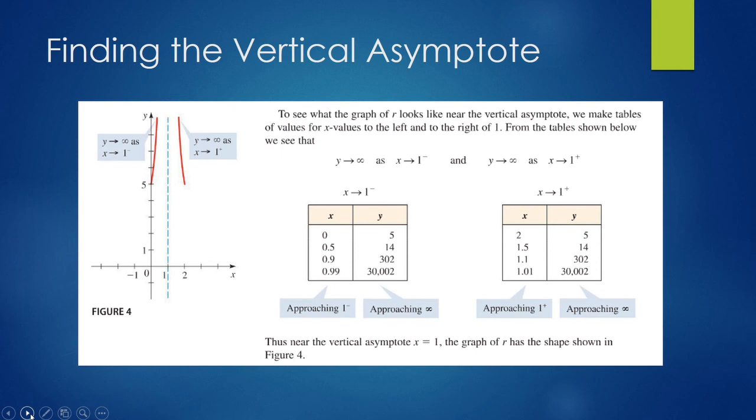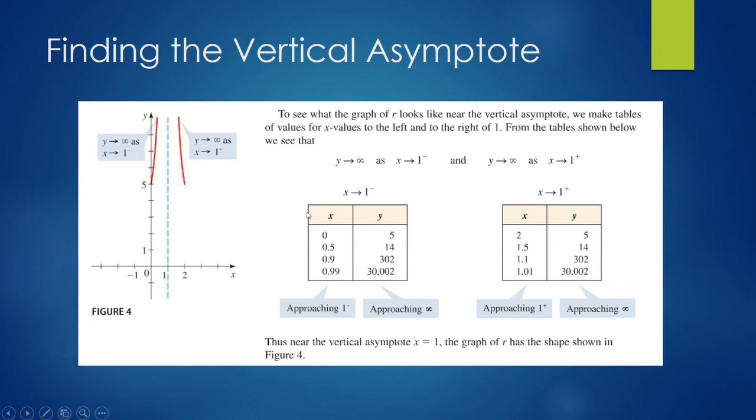And then we want to pick some values approaching 1 on either side. Okay, so picking some values. Here we're starting at 0. We're picking values that get closer and closer to 1. So the ones that the book selected were 0, 0.5, 0.9, and 0.99. You plug them in and get what the y values are. So you can see that as x is approaching 1 from the left, we are getting larger rapidly. We do the same thing on the right-hand side.